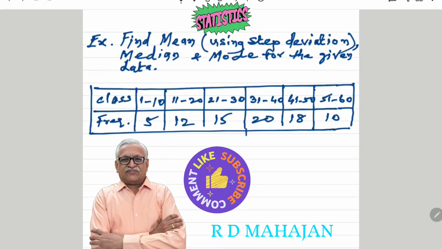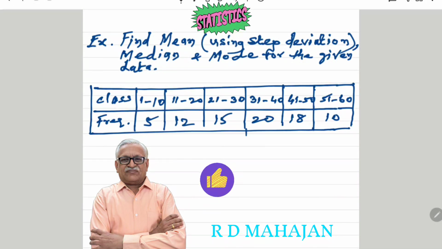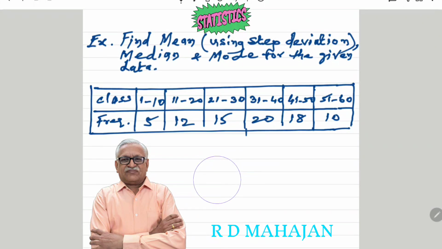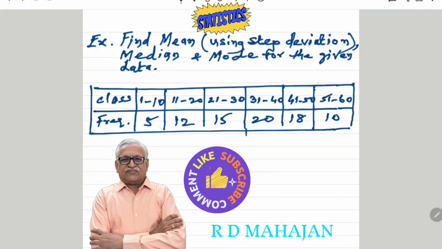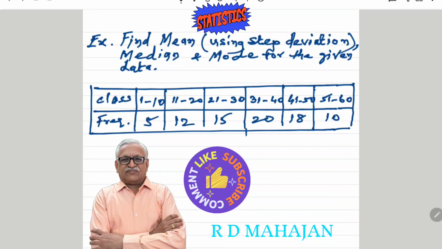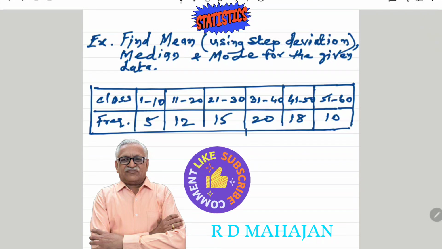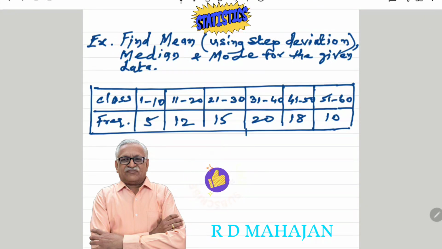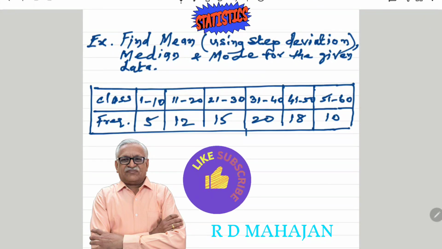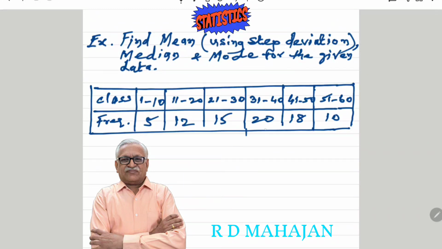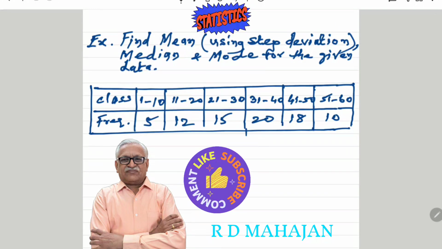Let us solve the problem. Find mean using step deviation technique, median and mode for the given data. Data is like this. We have class and frequencies. Classes are 1 to 10, 11 to 20, 21 to 30, 31 to 40, 41 to 50 and 51 to 60. And the corresponding frequencies are 5, 12, 15, 20, 18 and 10.